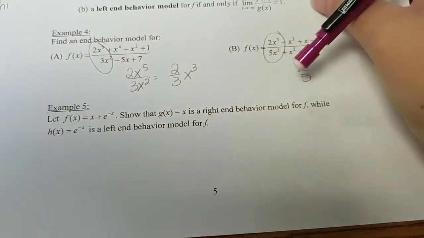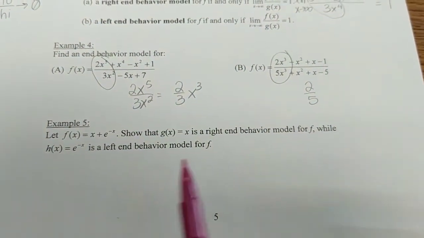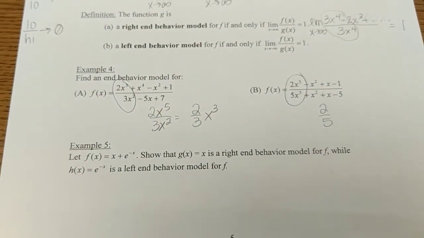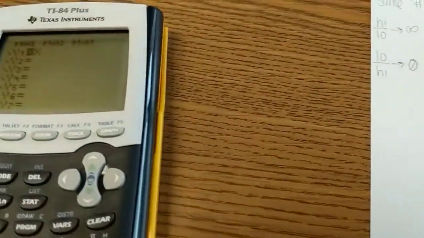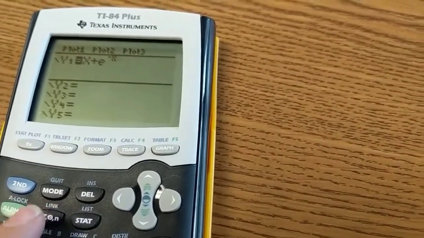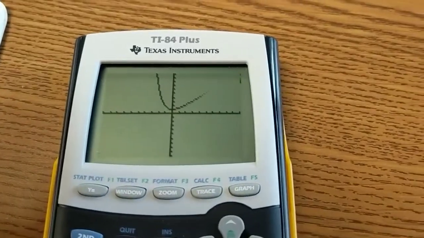So last but not least, we actually have to show that some of these are right and left end behavior models. So this function, x plus e to the negative x, if I were to graph that function, x plus e to the negative x, and we graph that. I kind of like this one.